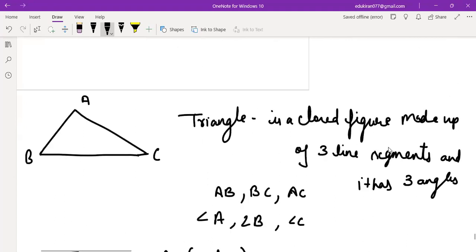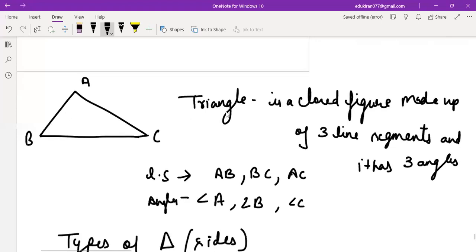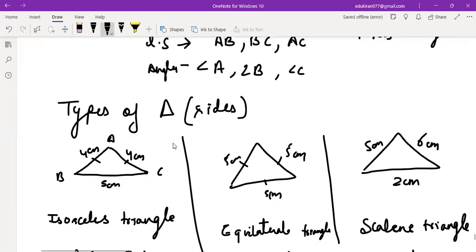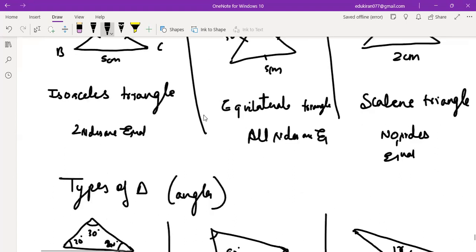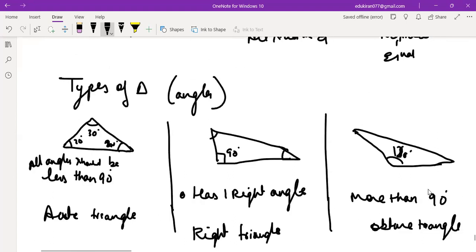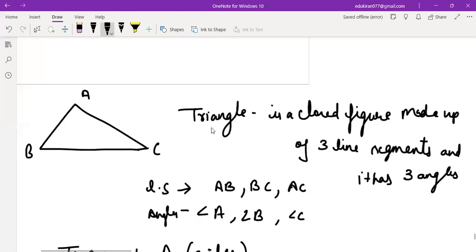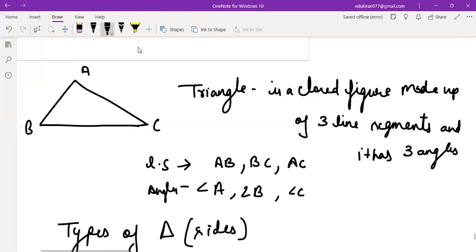Okay. So I'm just summarizing all the things. A triangle is a closed figure made up of 3 segments and it has 3 angles. AB, BC, these are line segments, and these are the angles. Now, types of triangles, you will mention it on the basis of sides, these 3, and types of triangles on the basis of angles, these 3. Clear? You will quickly note it down, then we will move to the next one. Just mention the chapter name, chapter 1, triangles.